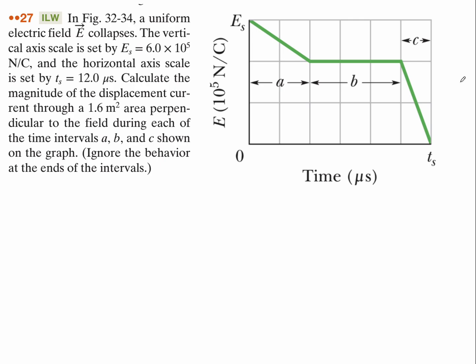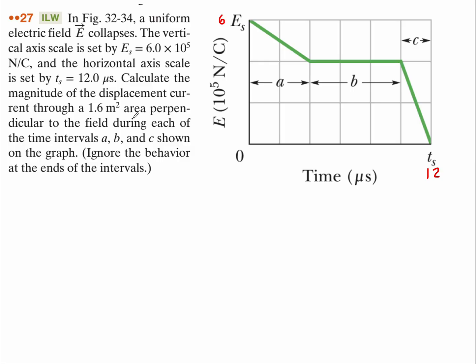We have a uniform electric field that's collapsing. The vertical scale is set by 6 times 10 to the 5th newton per coulomb, so this is actually 6 over here. And the horizontal axis is up to 12 microseconds over here. Calculate the magnitude of the displacement current through a 1.6 square meter area perpendicular to the field during each of the time intervals shown. Ignore the behavior at the ends of the intervals.